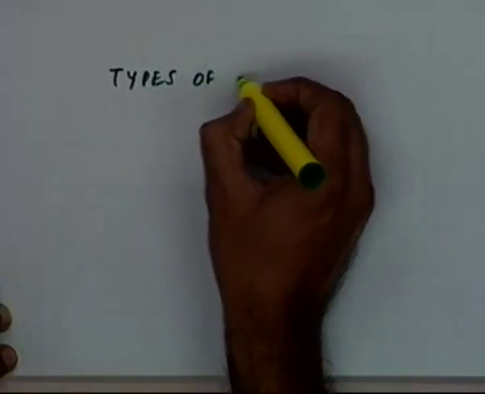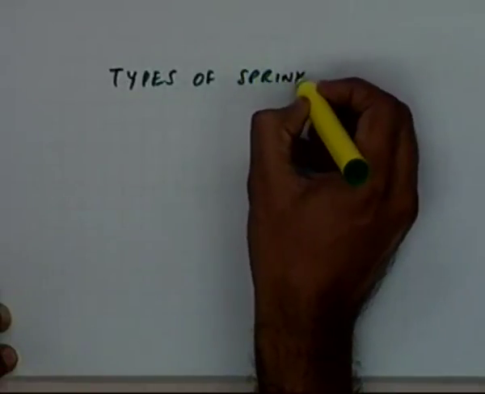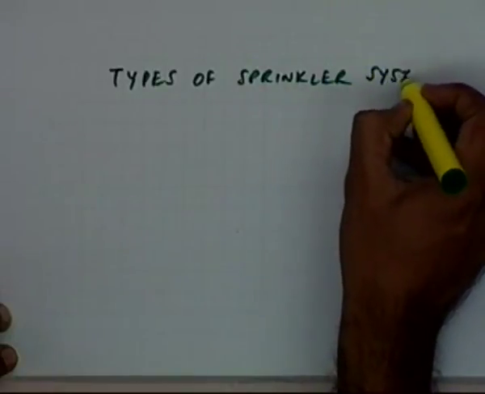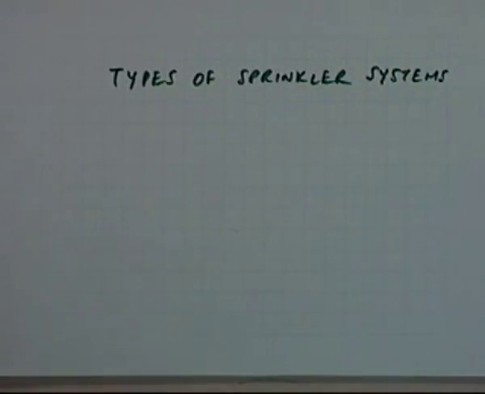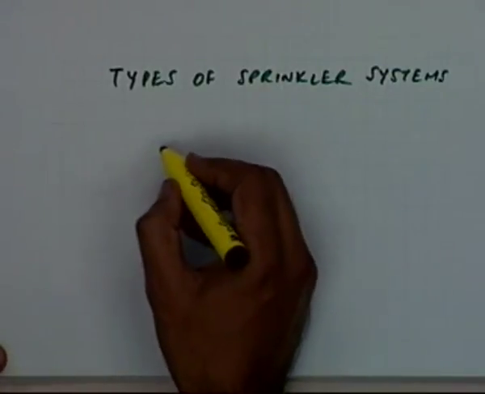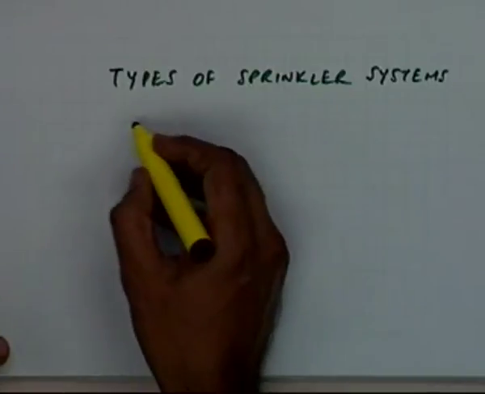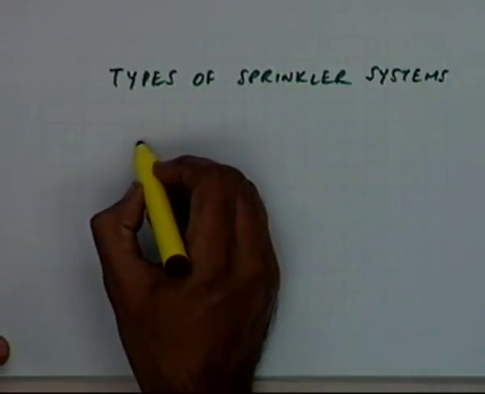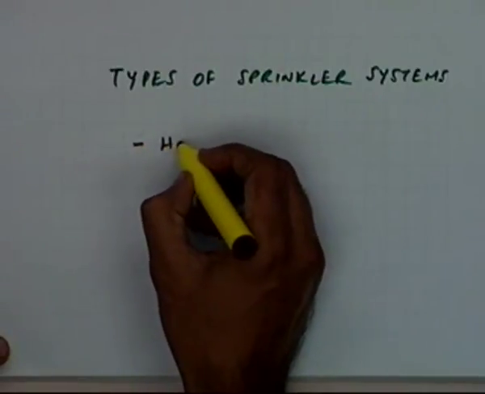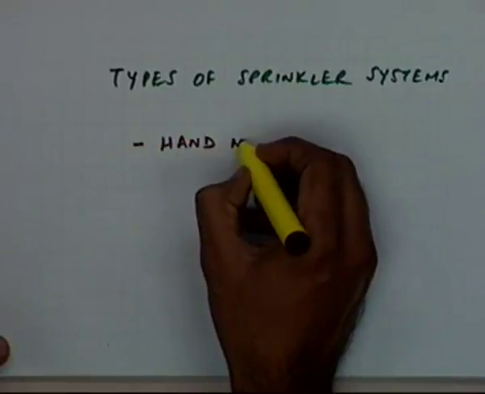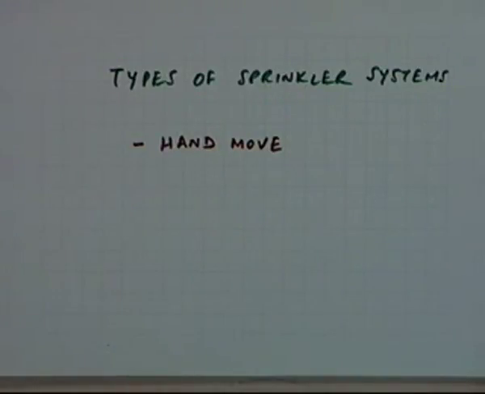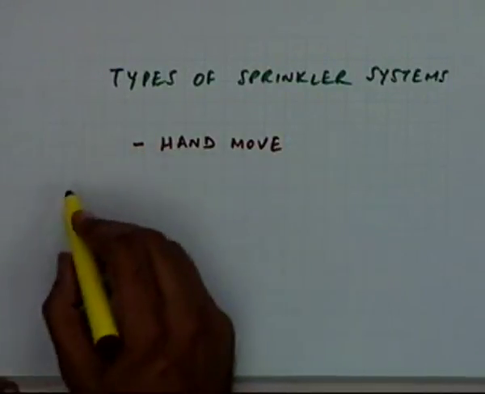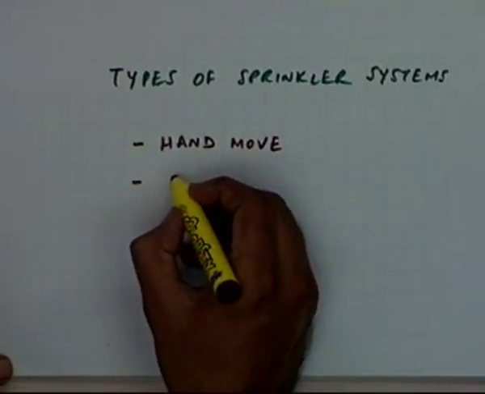What are the various types of sprinkler systems? Out of the various types existing, which are very common, there are some systems, conventional systems, which are moved with the manual labor. Let me first put all those which we are going to have a look at.